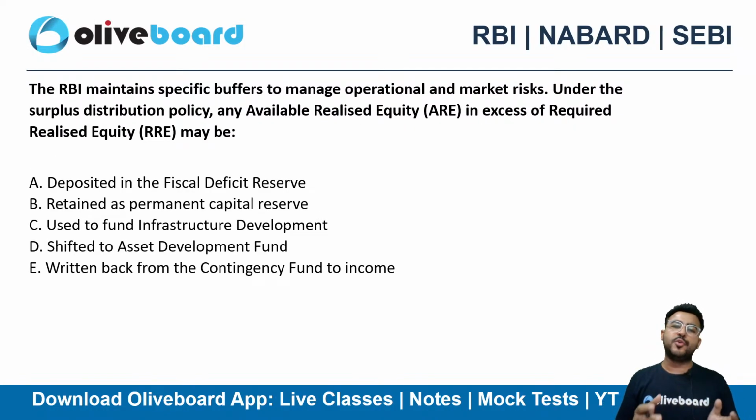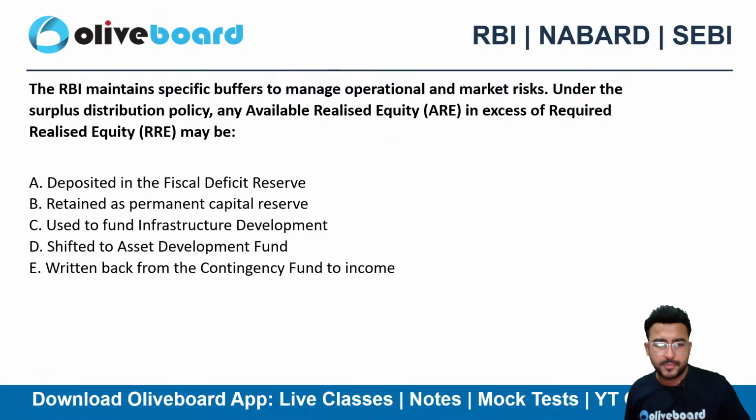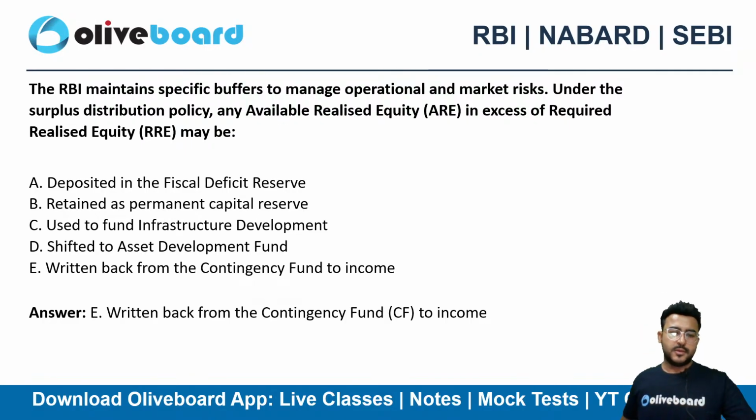RBI maintains a specific buffer to manage operational and market risk. Under the surplus distribution policy, any available realized equity in excess of the required realized equity may be deposited in the fiscal deficit reserve, retained as permanent capital reserve, used to fund infrastructure development, shifted to asset development fund, or written back from the contingency fund to income. Option E is the correct choice here. Okay, option E is the correct choice here.